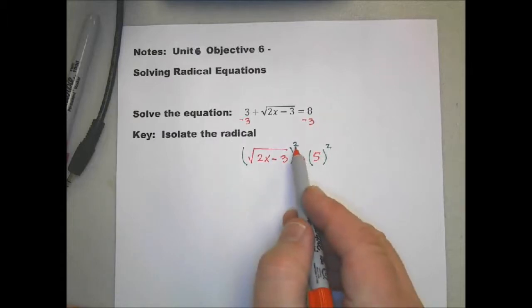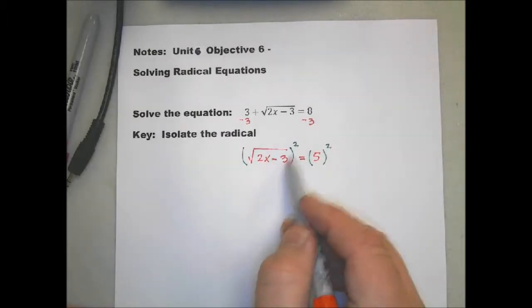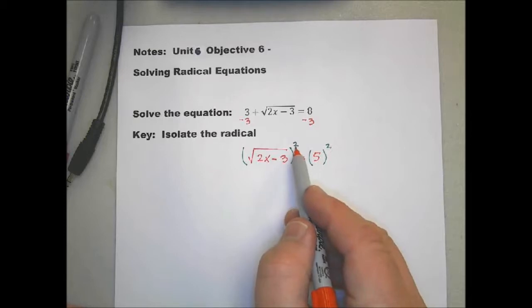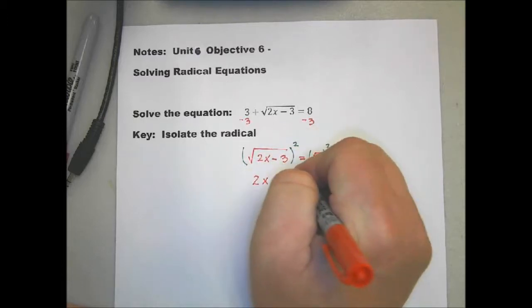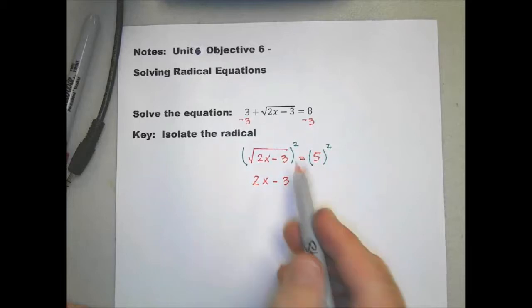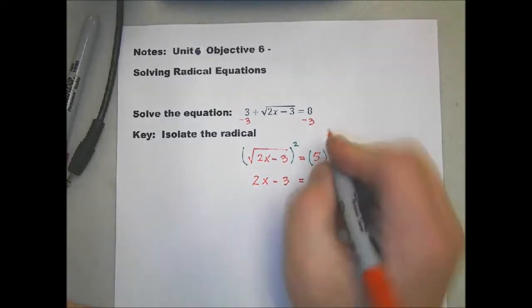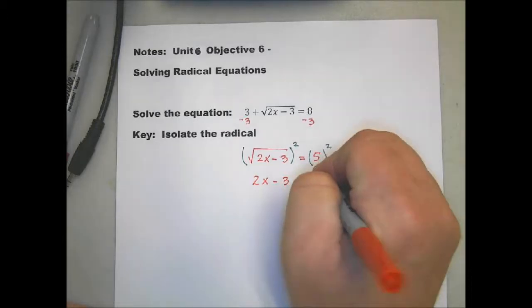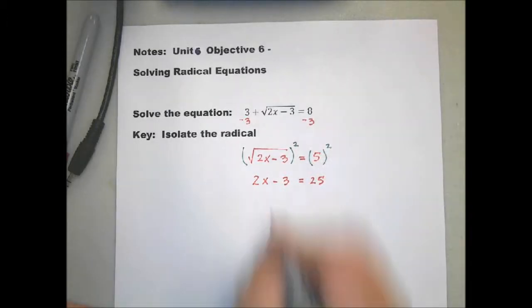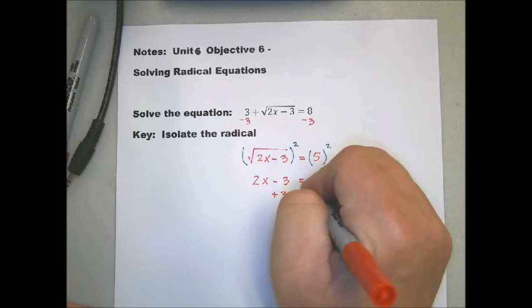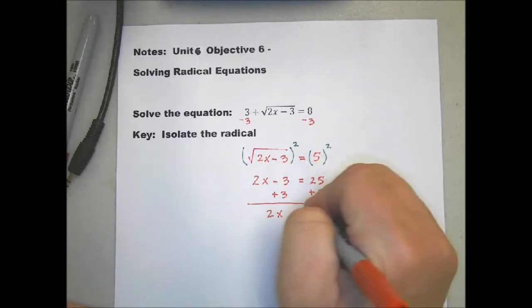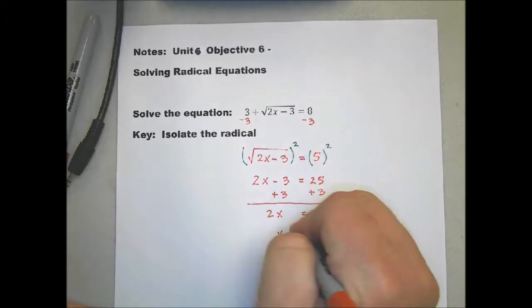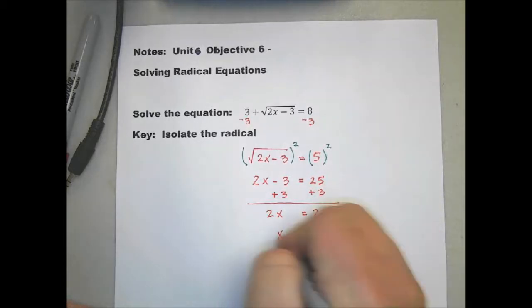Now, the square root of something, when it is squared, it just means there's now 2 of these, and I get to bring one of them out. So all that does is it gets rid of the radical, and that was exactly what we wanted that square to do. That's why we did it. Now, the right-hand side, 5 squared is 25. Add 3, 2x equals 28. And so divide both sides by 2, and x equals 14.